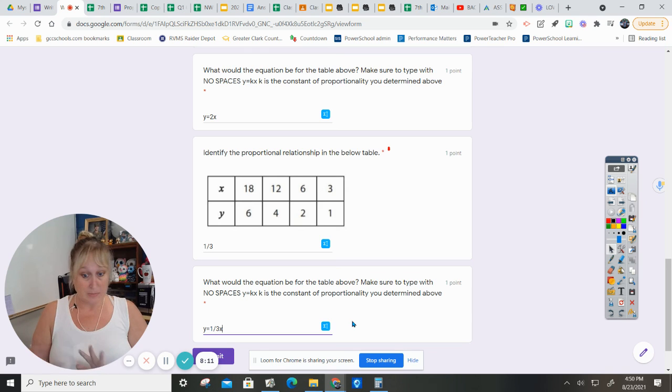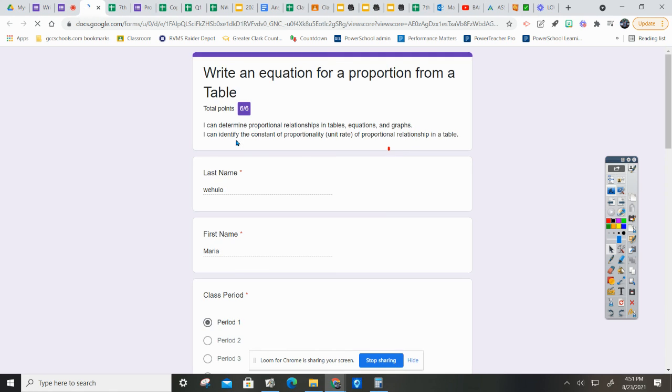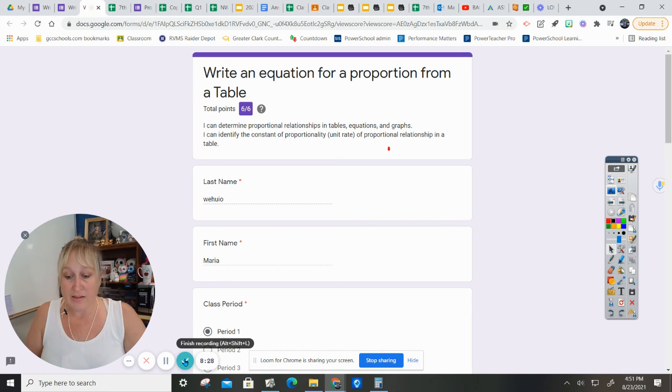So I'm giving you time to make sure you got it. I'm going to push submit. Going to check to make sure I didn't screw anything up. Cross our fingers. Looks like I got everything right. So I'm proud of myself when I do that. And you guys should be proud of yourselves as well. And all done.